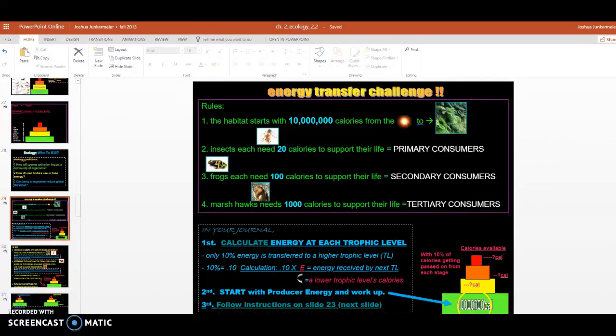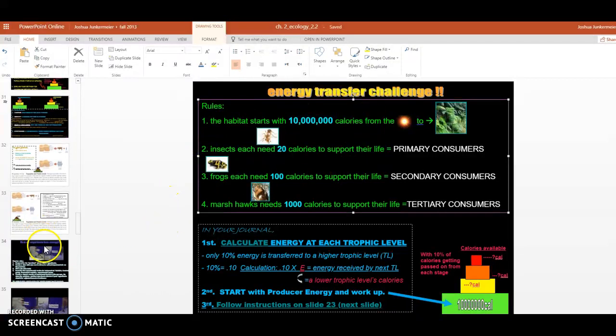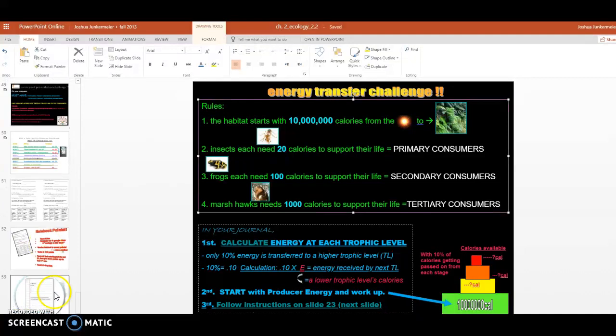So we have autotrophs at the bottom receiving 10 million calories. We have here at the yellow level of the food level pyramid, so this food level here, or this trophic level, would be ants. This trophic level would be frogs, and this trophic level would be the hawks, the marsh hawks, okay? So just copy down this information here, these rules, and then we'll finish the rest in class together on the rest of that page. So the rest of our work will be done at the bottom together in class.